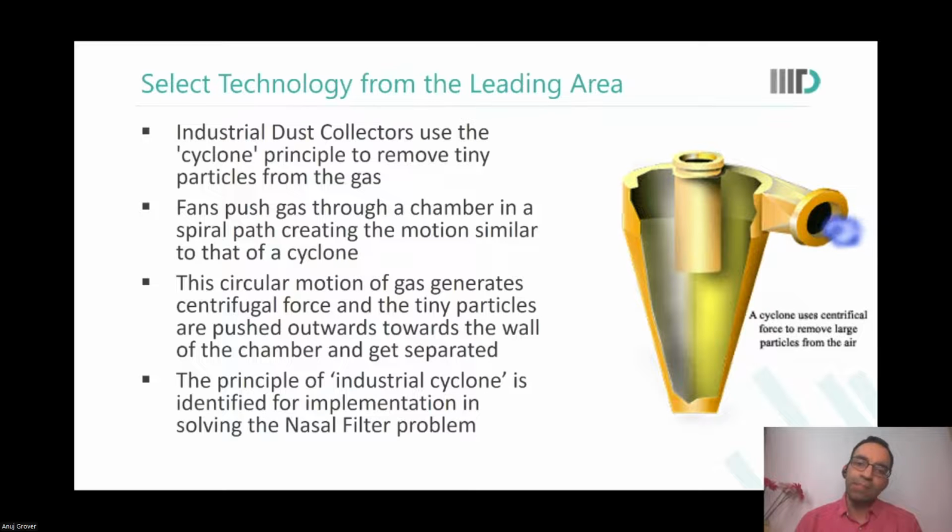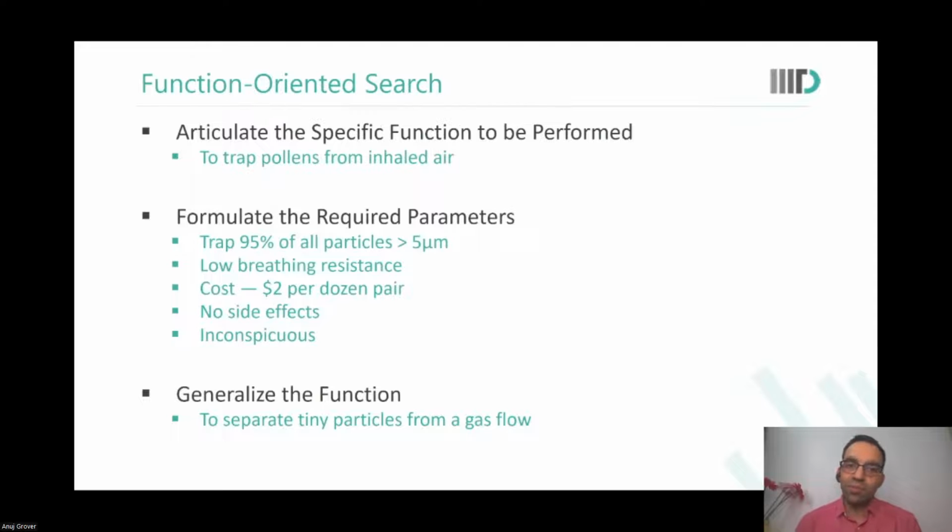How can you apply the same principle for cleaning air in your nose? Now you want to create a cyclone inside your nose. So this is a nasal cyclone that you want to create now. So your function-oriented search is to trap pollen from inhaled air. That is the function. You want to trap 95% of all particles which are greater than 5 microns. It should offer low breathing resistance. The cost has to be extremely low, less than $2 per dozen pair. No side effects, and it should be inconspicuous. No one should even notice that I'm using these filters or something like that.